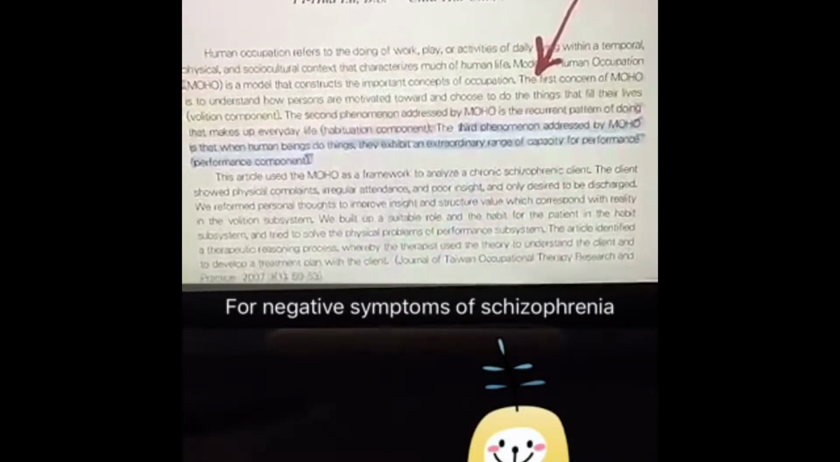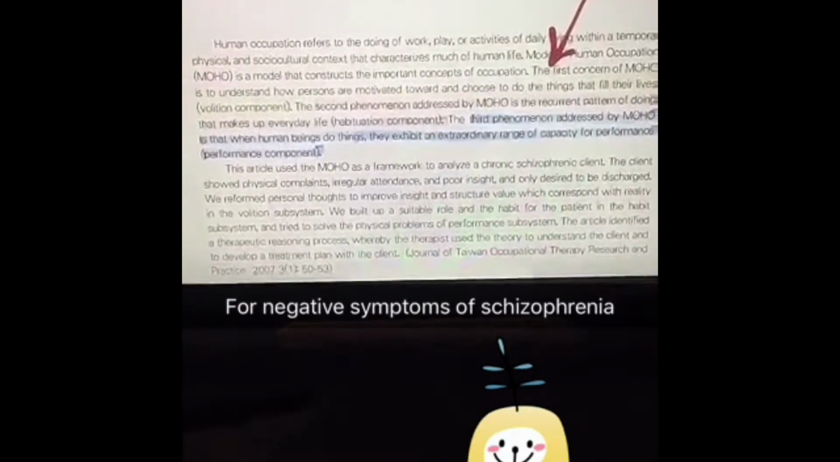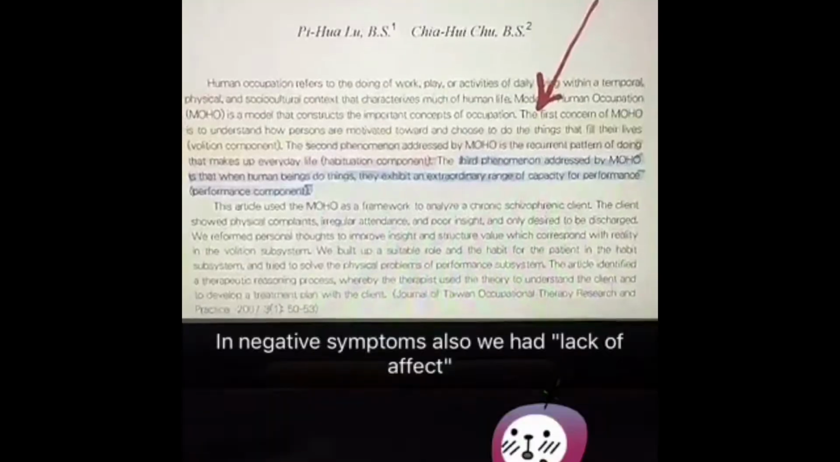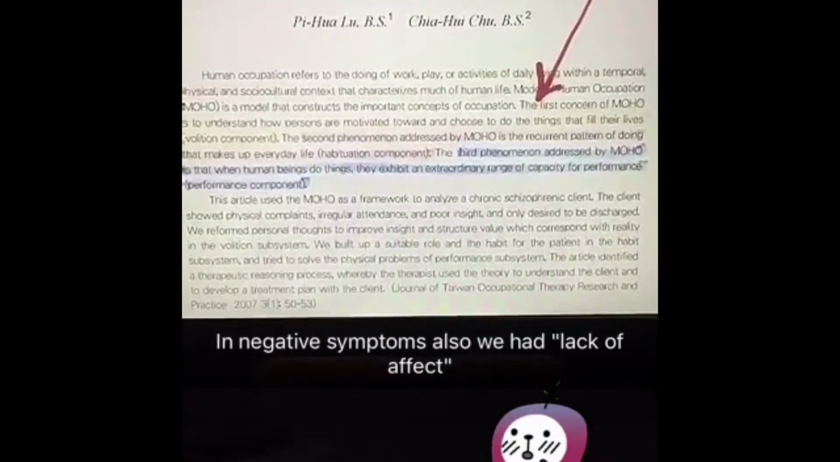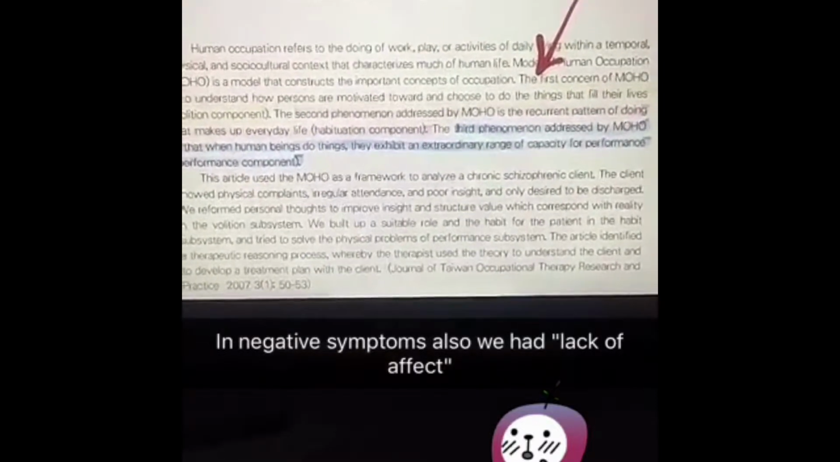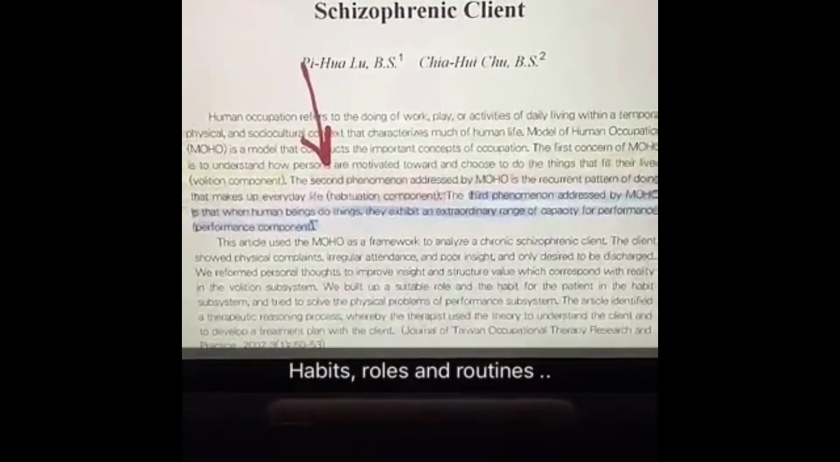Why is this important? Because if we refresh our memory, in the negative symptoms of schizophrenia, patients have low motivation. And MOHO is client-centered. It focuses on what the client needs and what the client loves. Okay, so what is the second phenomenon?